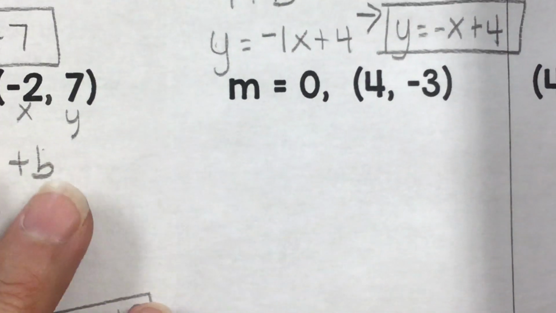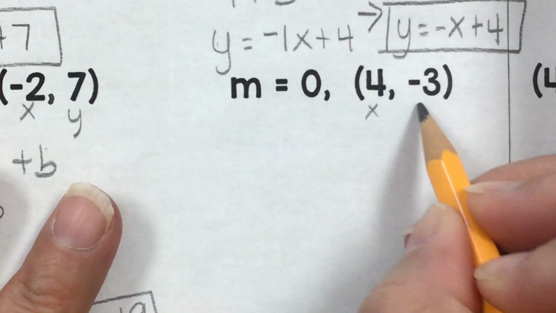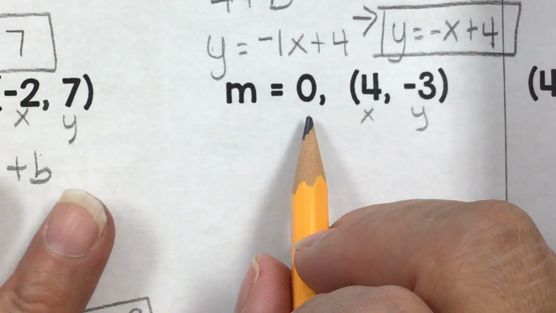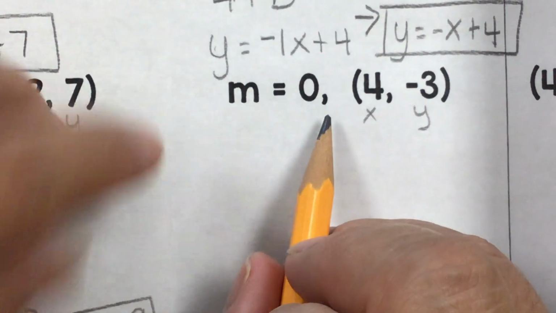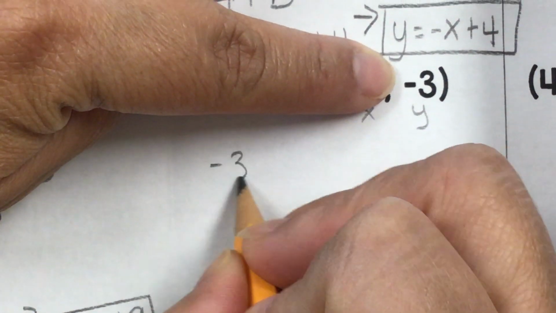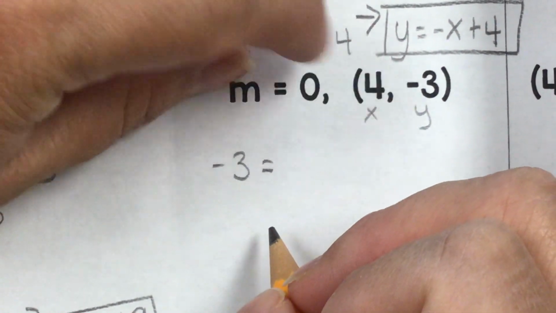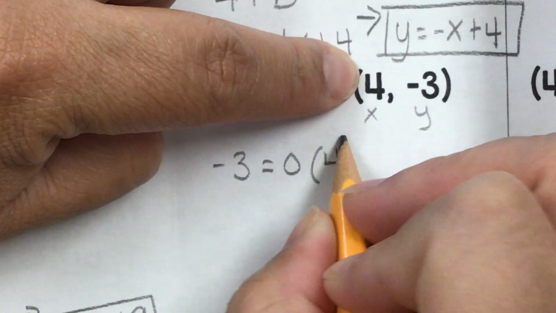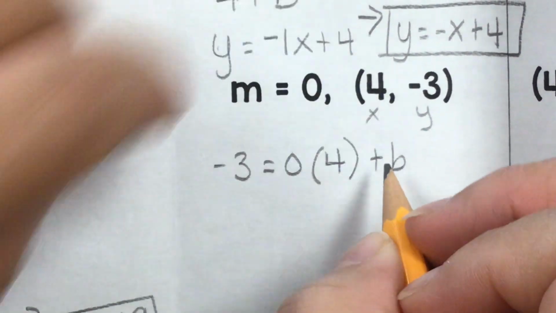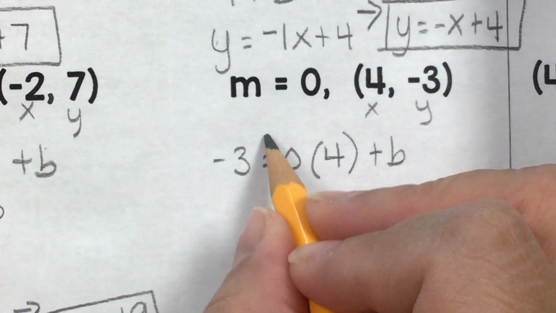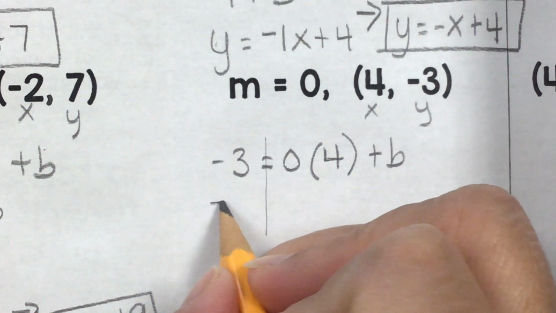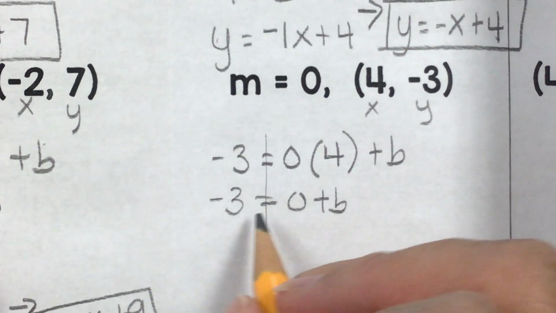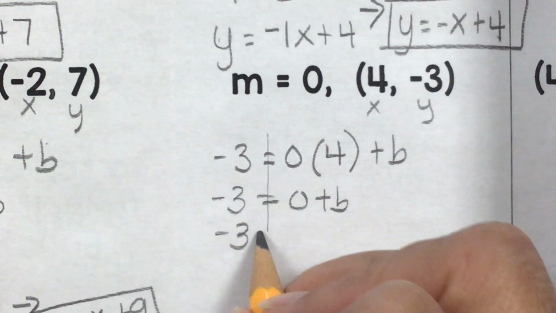Okay, the last one in this section, this is your x, this is your y. We should be comfortable with substituting zeros into our equation. We have y, which is negative 3, equals m, which is 0, times 4, because it's our x value, plus b. Draw the line to solve for b. Negative 3 is equal to 0 plus b. We don't need to write it, so negative 3 is equal to b.